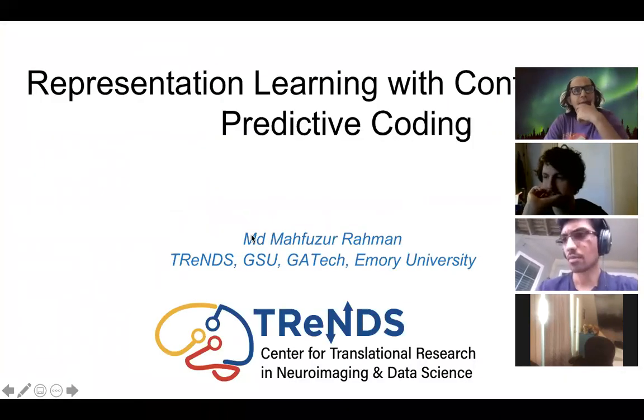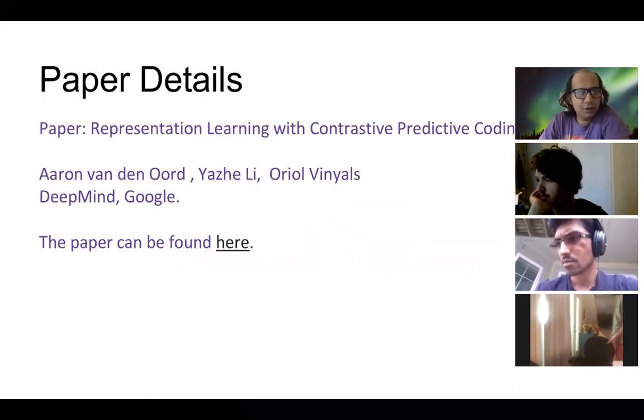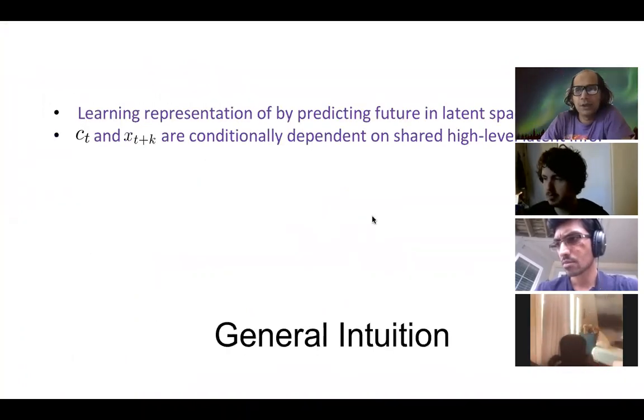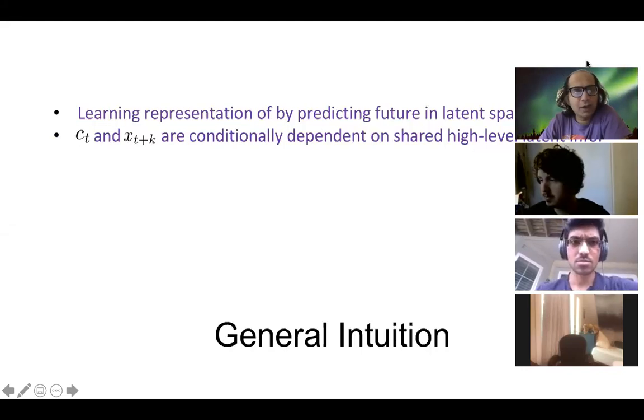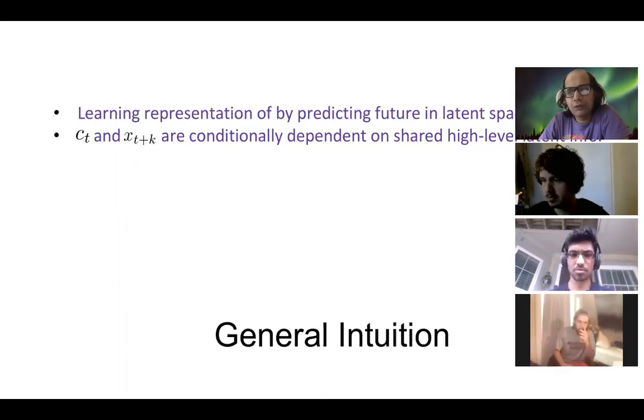Okay, so the title of the paper is Representation Learning with Contrastive Predictive Coding. So let's quickly jump into the main idea. This paper is about learning representations of very high dimensional data through prediction of future observations in latent space.